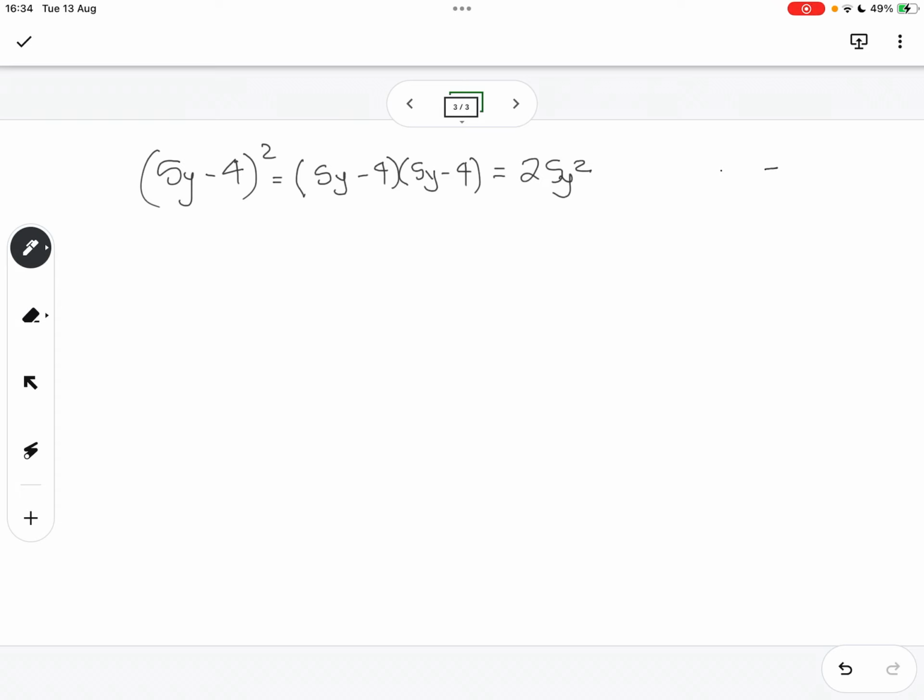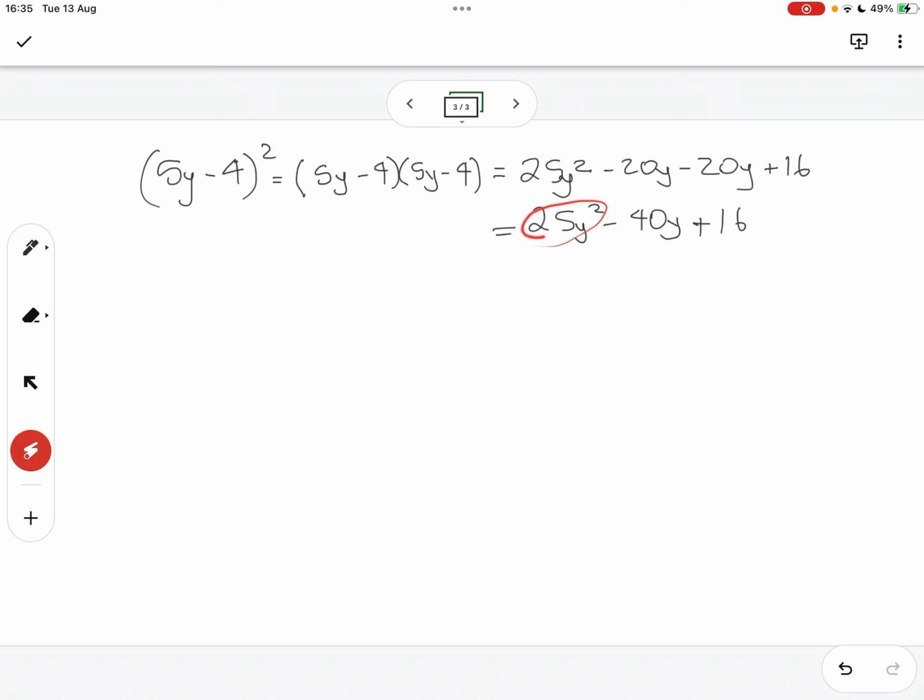The last term is negative 4. So it's negative 4 times negative 4. It will be positive 16, because 4 times 4, it's 4, 8, 12, 16. Right? 16. So we will have something like negative 20 times 2, negative 20y, negative 20y, and then this will be 25y squared minus 40y plus 16.